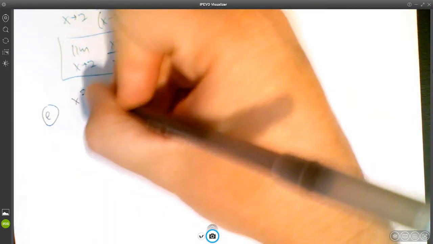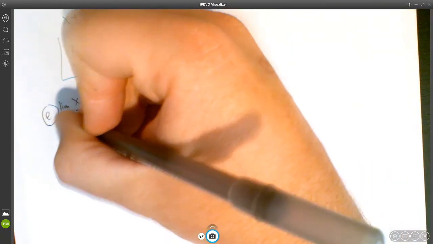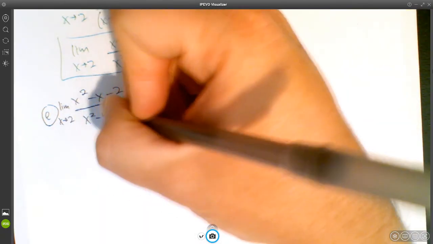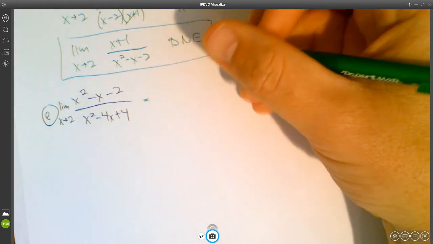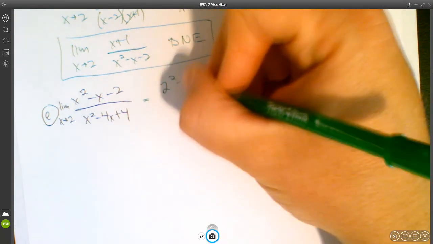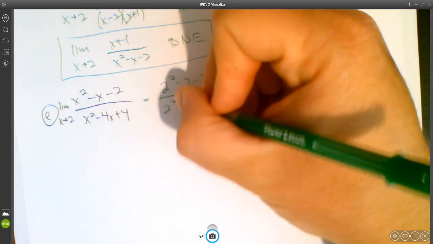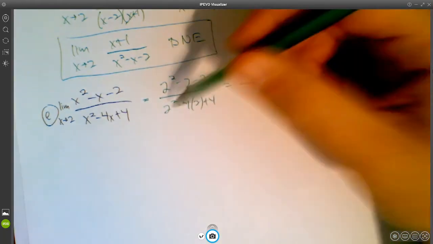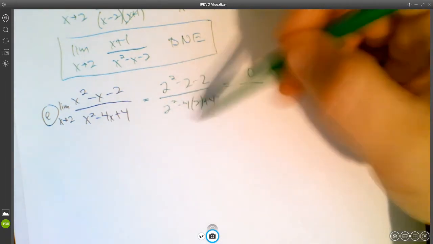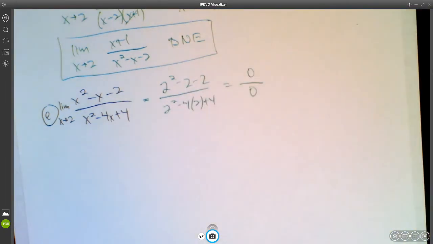Let's do x squared minus x minus 2, our old friend. Oh, sorry. I want to do the limit as x approaches 2 of (x squared minus x minus 2) over (x squared minus 4x plus 4). I wonder what's going to happen here. Well, if I plug in 2, I have (2 squared minus 2 minus 2) over (2 squared minus 4 times 2 plus 4). In the numerator, that's definitely going to give me 0. In the denominator, I'm going to have 4 minus 8 is negative 4 plus 4 is 0. I get a 0 over 0.